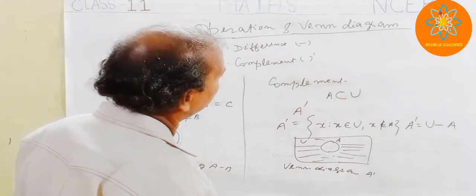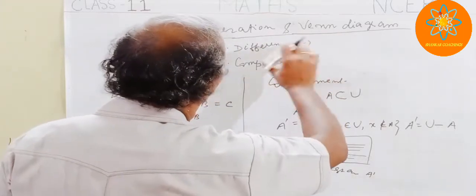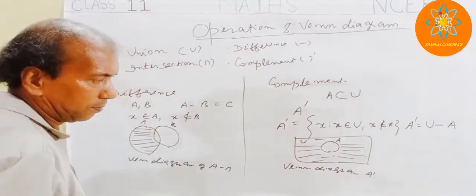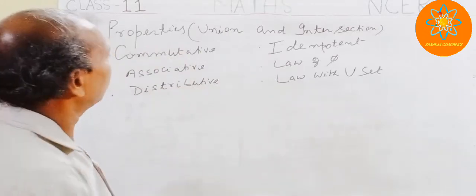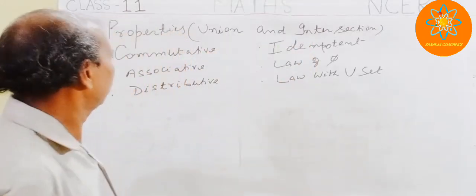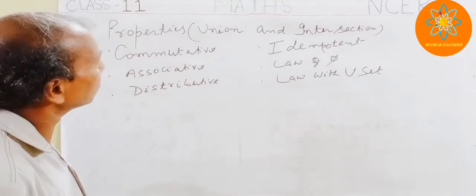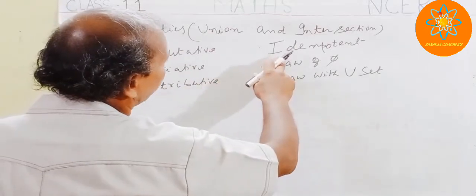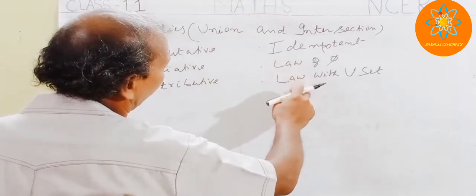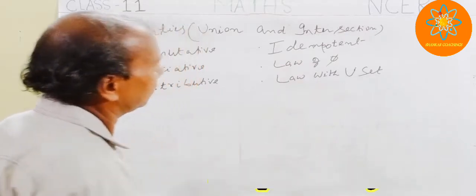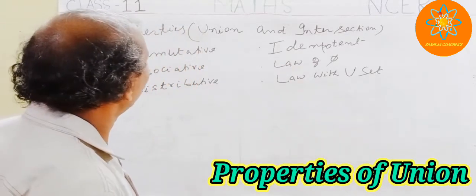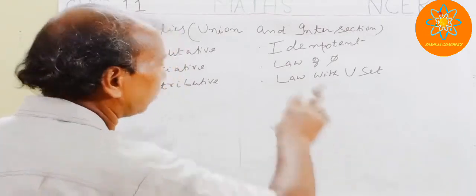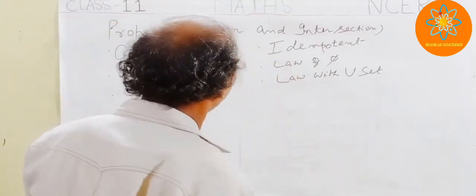So in this way, these are all the operations and Venn diagrams: union, intersection, difference, and complement. See the properties of union and intersection. They are commutative, associative, distributive, idempotent, law of phi and law of U, that is the universal set. After that, we will see the properties of complement also. First of all, I am giving the properties of union and intersection.